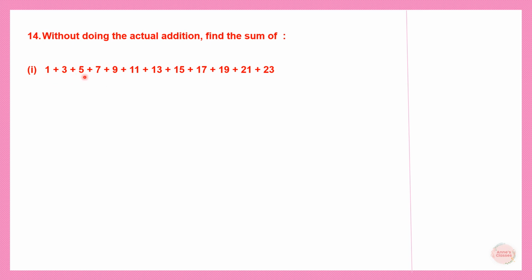Let's count: 1, 2, 3, 4, 5, 6, 7, 8, 9, 10, 11, 12. So there are 12 odd natural numbers. So the answer is 12 square. You just have to find out how many there are and square that up. So 12 into 12 is 144. So without actually adding, we found out that the sum of all these numbers is 144. If you actually add them up, you will get 144 and this is our answer. So all you have to do is count how many numbers there are and find the square of that number. That is your answer.